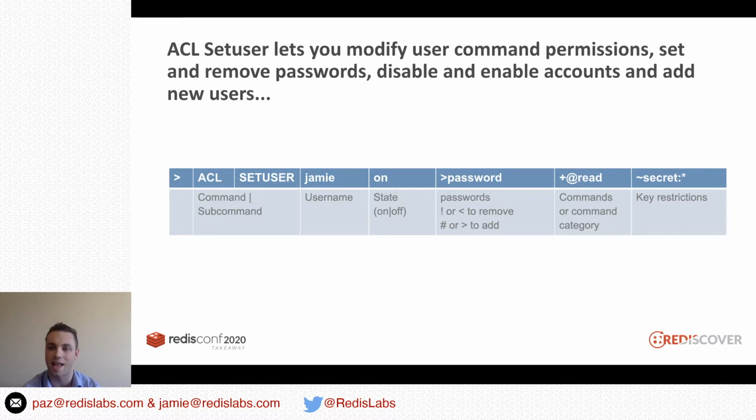Key restrictions are established in a glob-style wildcard. Say I wanted to use the namespace secret to establish what keys this user should have access to. Well, I can use secret:* in order to do that. And that way, this user would only have access to keys that had the prefix secret.